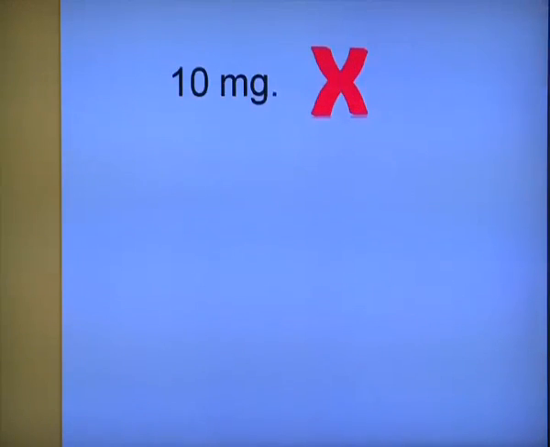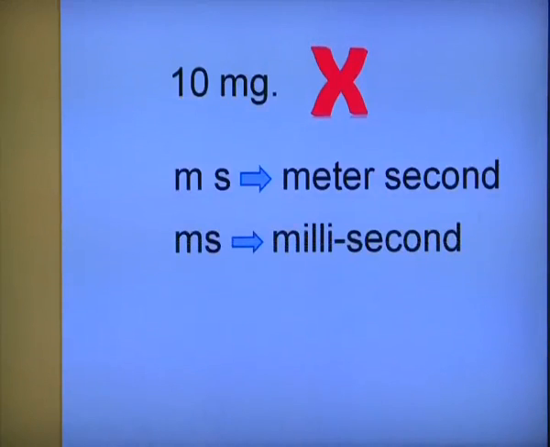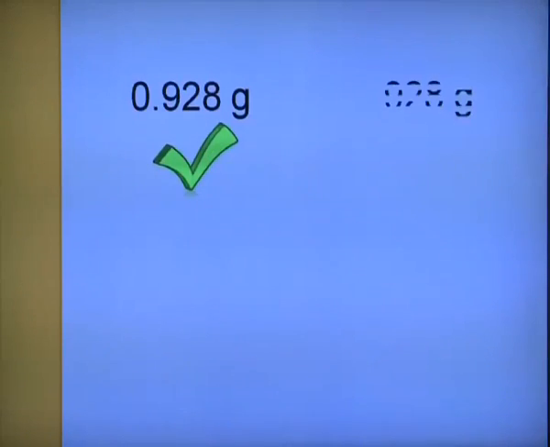In writing an SI unit obtained as a combination of units, a space is given between the symbols. Thus, m s represents meter second, while ms stands for millisecond. That is, if the units are written without leaving any space, the first letter may be taken as a prefix. For numbers less than unity, 0 must be inserted to the left of the decimal point. Writing 0.928 g is correct, but not .928 g.